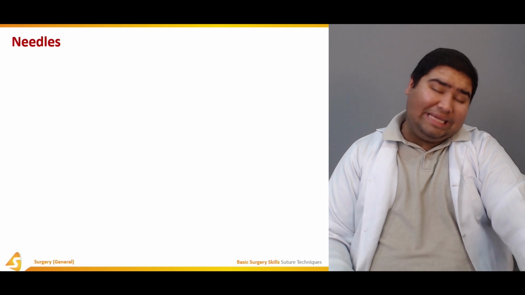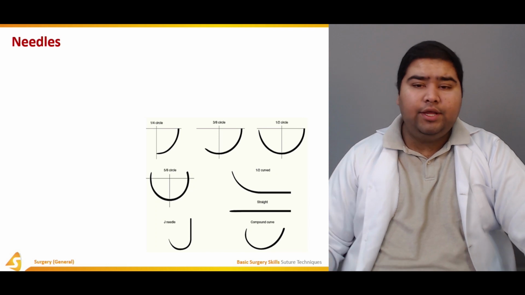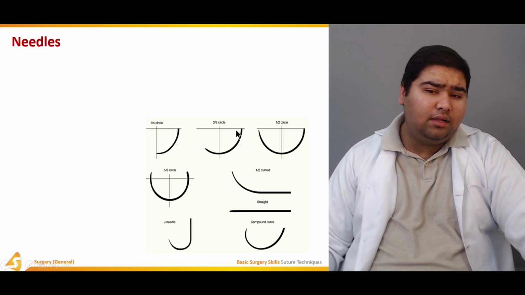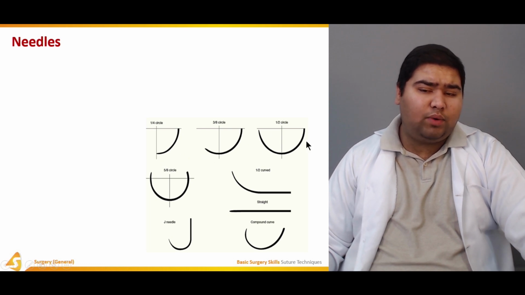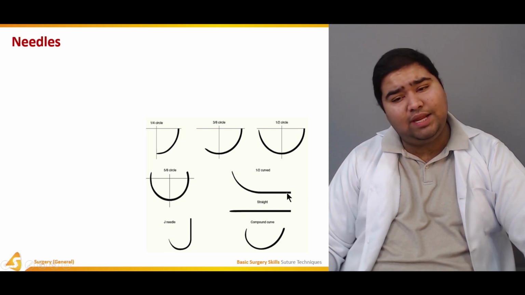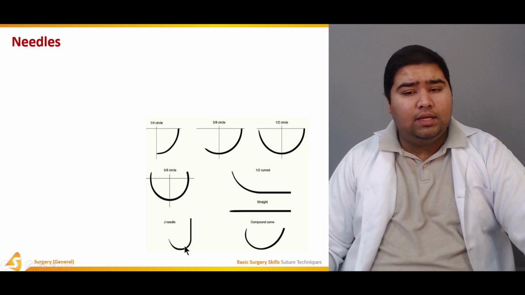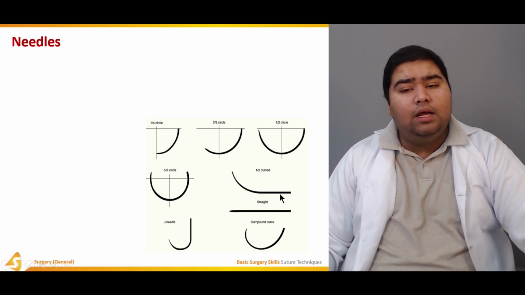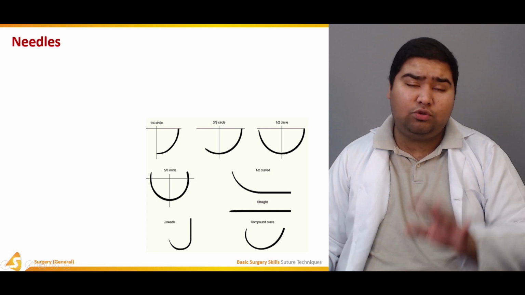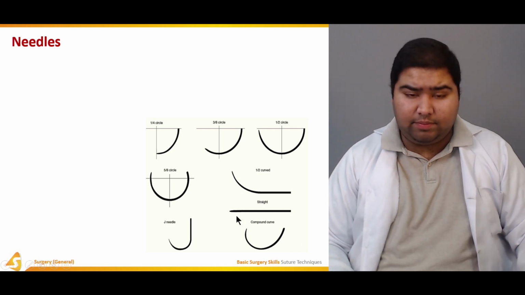Now let's talk of the needles which are being used for the purpose of suturing. So this is how we divide a needle. This is the 1/4 circle. This is the 3/4. This is the 1/2 circle. This is the 5/8 circle. This is a J-shaped needle. This is a straight needle. This is a compound curve needle. Again, a J-shaped needle. This curve and this J-shaped needle are different needles. All these needles are being used for different purposes in different parts of the body depending upon your anatomy.